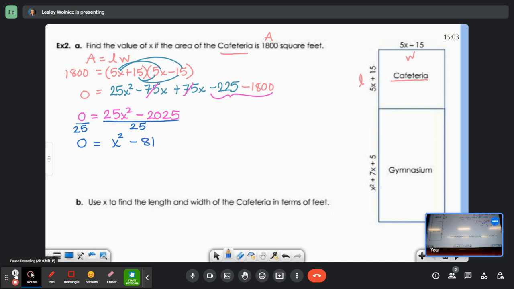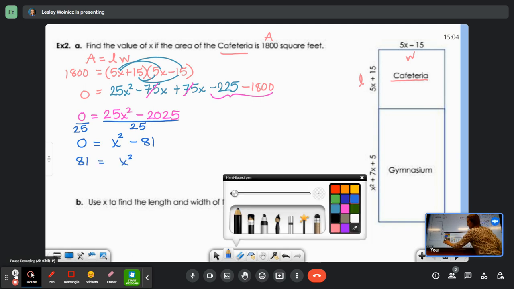Now, is this a binomial where I've got a GCF and I can factor and use my ZPP? Or am I going to try the square root method and get the x squared part alone? Square root method. Now you see why we did that at the very beginning, because now it's just obvious that's what you do, right? All right, so I'm going to add 81 to both sides, and I get 81 equals x squared.